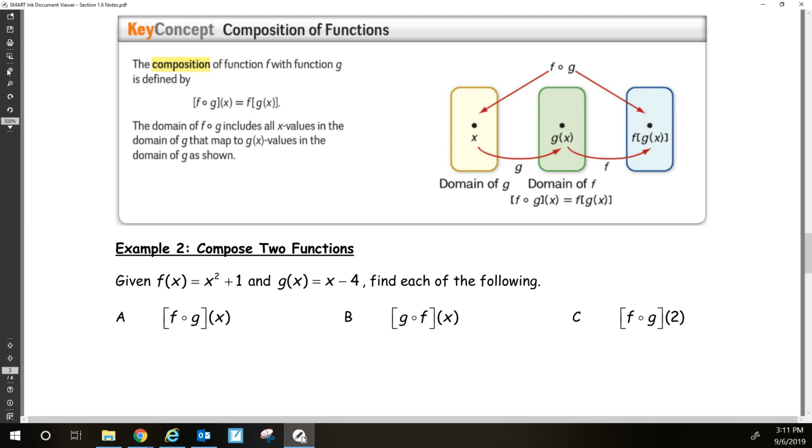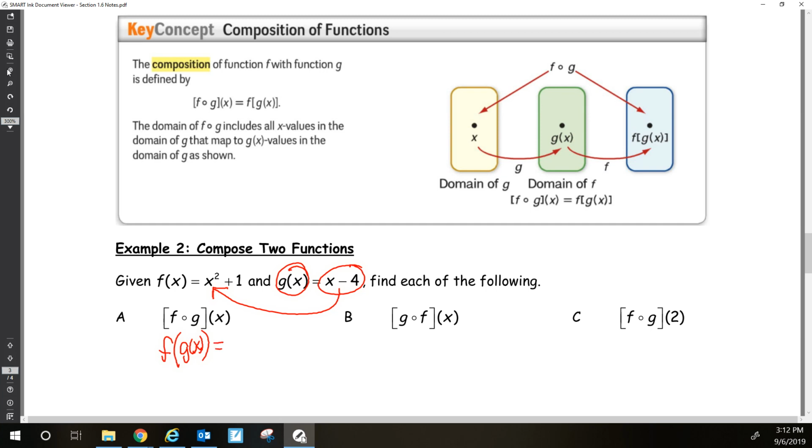So first, what is a composition of functions? A composition of functions is you're going to take one function and kind of put it into the other. So if I want to find f of g of x, what does this mean? Well, that means I'm going to take my g of x function, which is this guy, and plug it in everywhere I see x into my f of x.